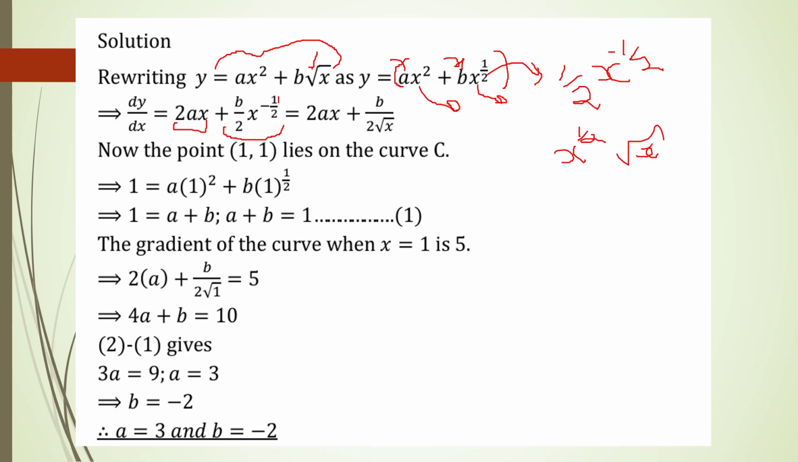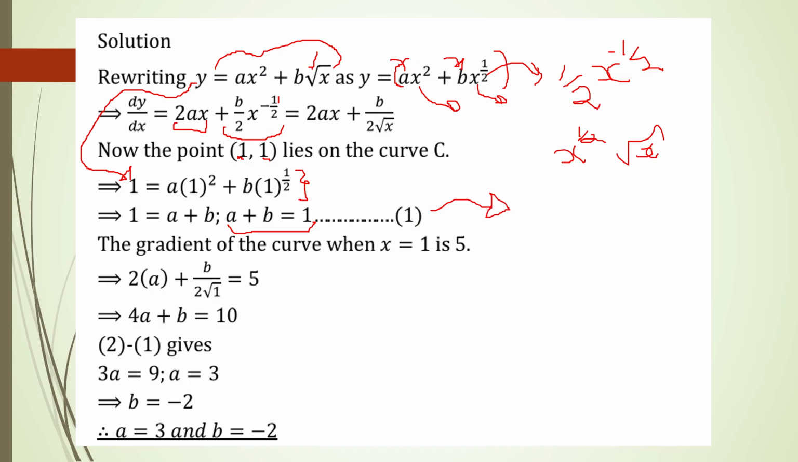Then they gave us the particular points. They told us that x is going to be 1 when y is also 1. So we get our initial function, which is y, and we substitute for the value of y, and we also substitute for the value of x, and then we simplify. So in substituting in our function of y and simplifying, we are going to end up with a plus b to be equal to 1. And this is going to be our equation 1.